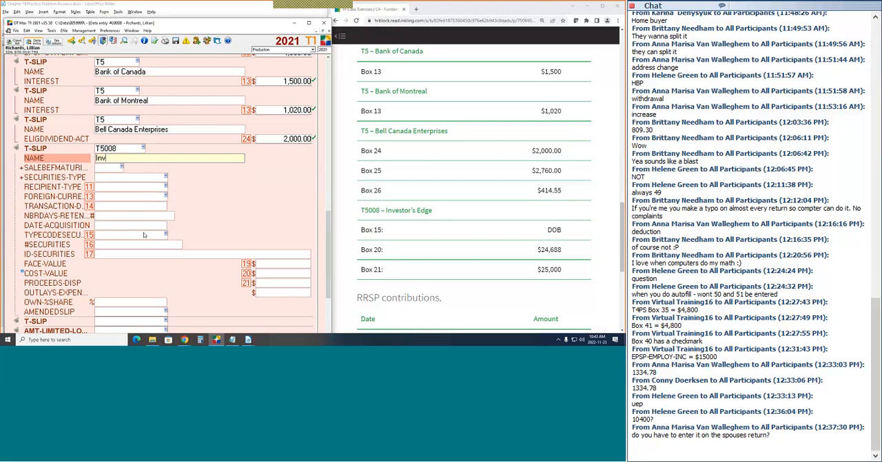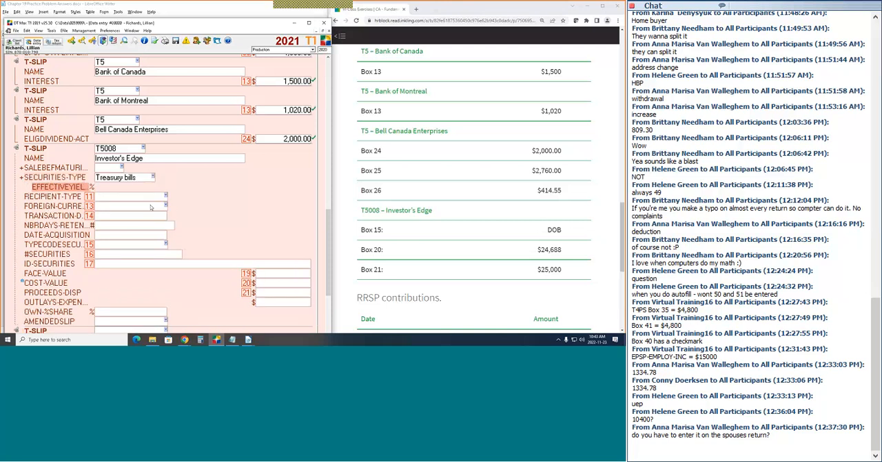So I'm going to do Investor's Edge. And then it's going to say Securities Type. And for Securities Type, you have Other, which is the default, or Bonds or Treasury Bills. We are doing a Treasury Bill, so we're going to pick Treasury Bill. Okay. Recipient type, if you need a recipient type, it's going to be individual for this course. Okay. You're not going to be dealing with foreign currency. We don't have a box 14 in this case.